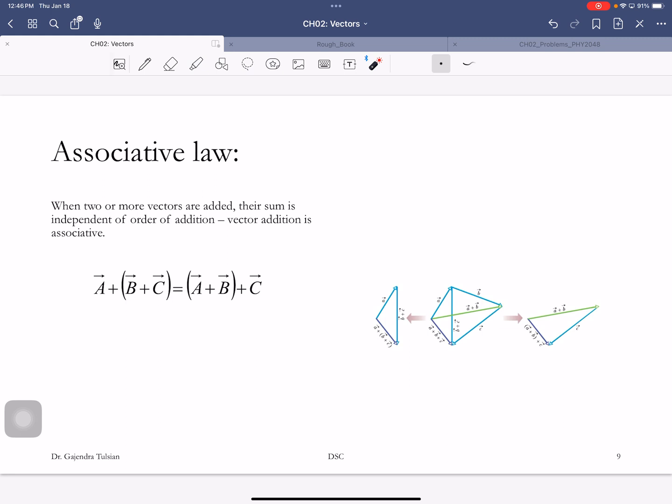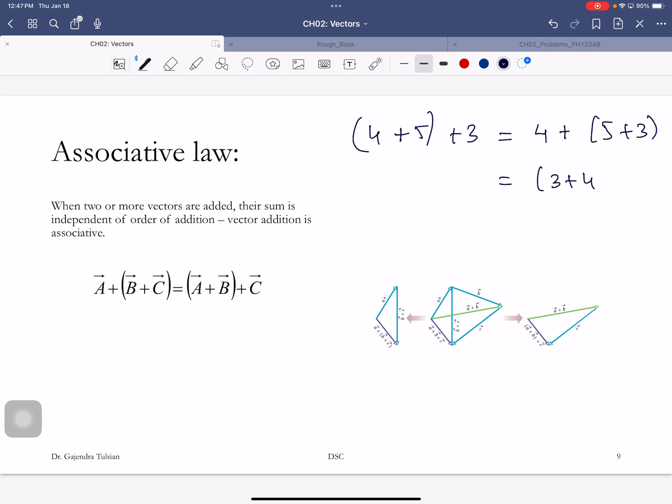It's also associative. We do this every day and don't even realize it. With 4 plus 5 plus 3, it doesn't matter how you add them. The order of addition doesn't matter. 4 plus 5 plus 3 is the same as 3 plus 4 plus 5. That's true for vectors as well. So if you're adding 100 million vectors, you can add them in any order you want, and you'll get the same answer.